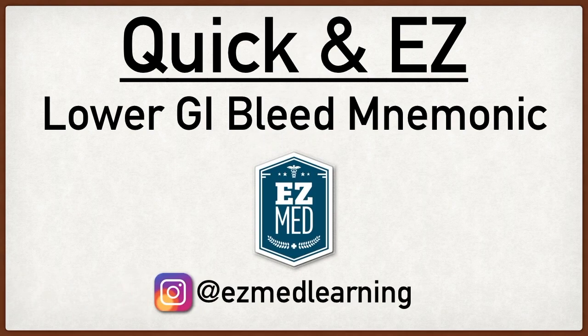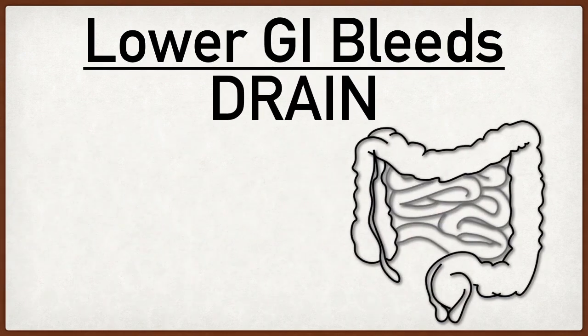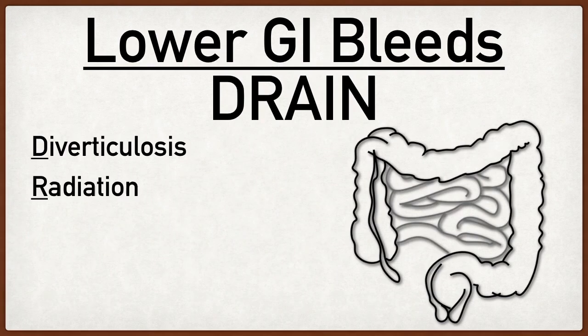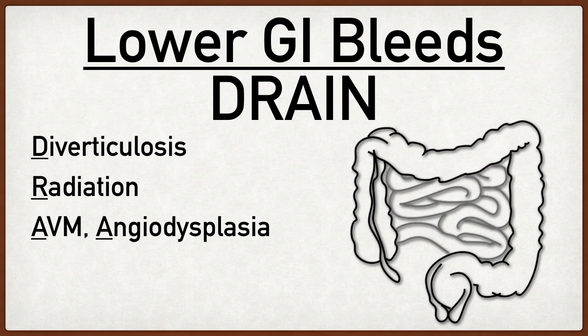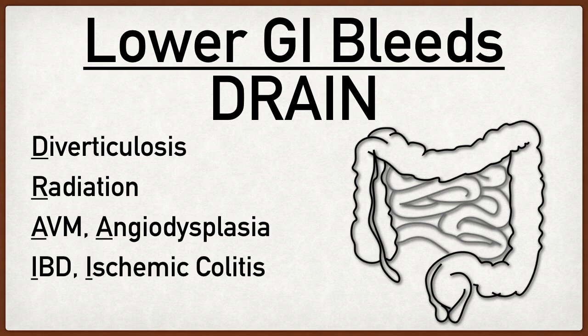Today you're going to be given a simple mnemonic to remember some common causes of lower GI bleeds. So the mnemonic to remember here is DRAIN. D stands for diverticulosis, R is radiation, A stands for AVM or angiodysplasia, I is IBD, this is inflammatory bowel disease, which includes ulcerative colitis and Crohn's disease, I also stands for ischemic colitis, and N is neoplasm.